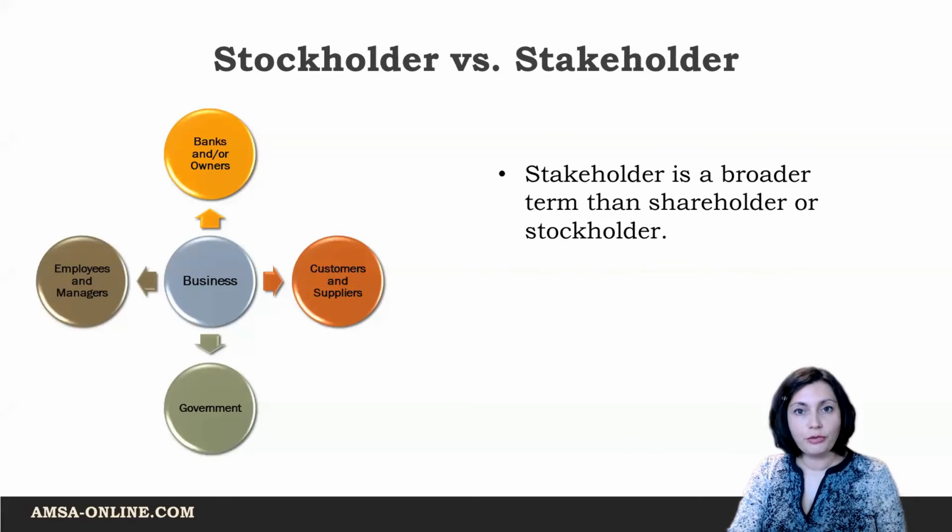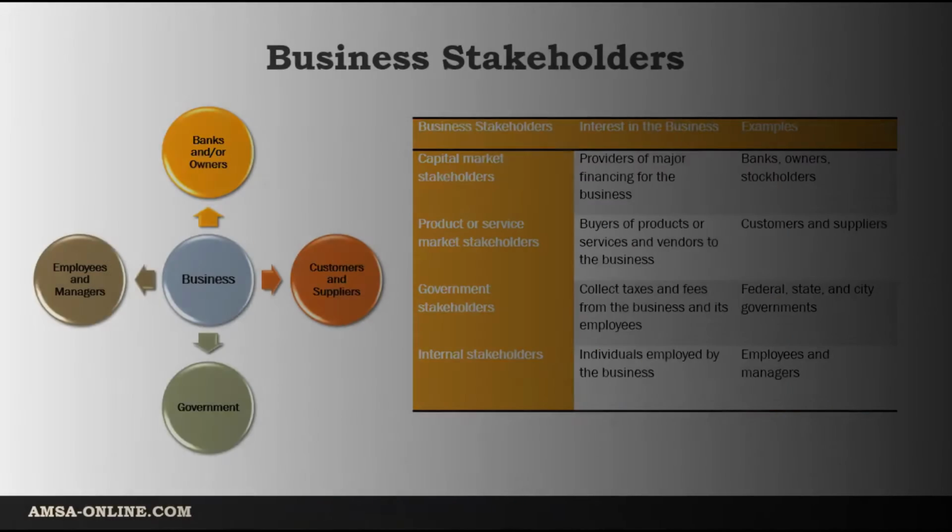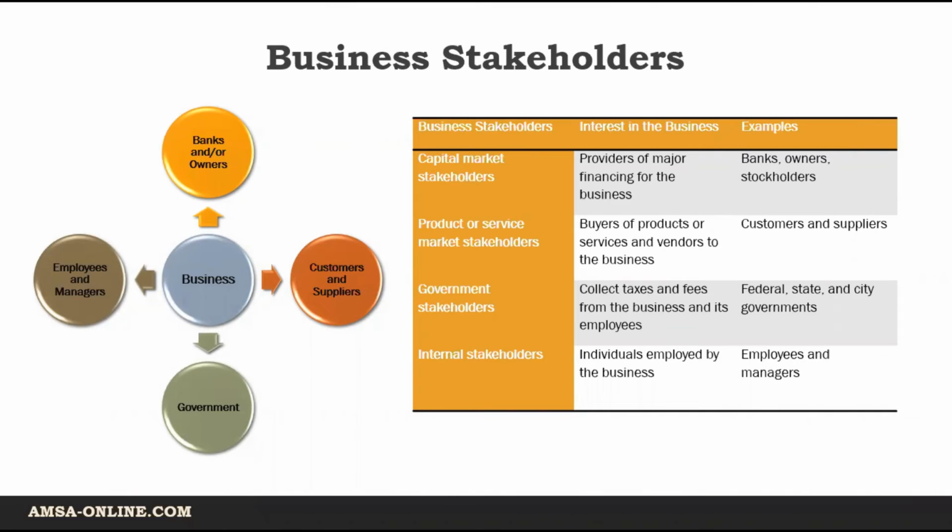Stakeholder is a broader term than a shareholder or stockholder. A stakeholder is a person or entity with an interest in the economic performance and well-being of a company. Business stakeholders can come from several areas and can be generally classified into one of four categories: capital market stakeholders, product or service market stakeholders, government stakeholders, and internal stakeholders.